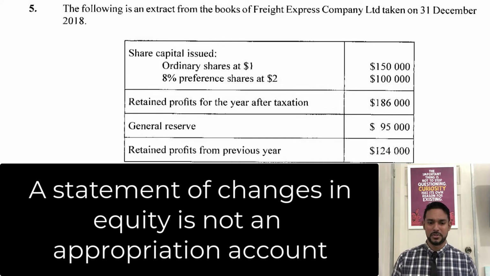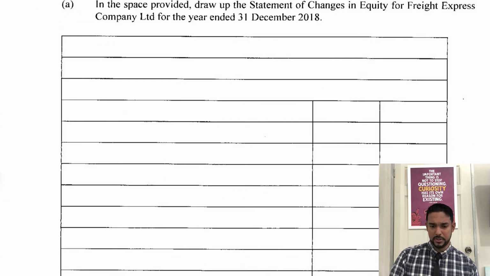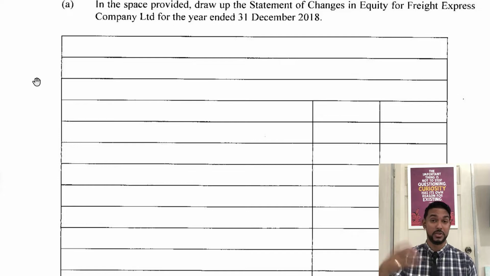But what's the format? How does it look? Interestingly enough, if we scroll down a bit, they give you this format, which sort of looks like the format for an appropriation account. You have your lines on top of a heading. Now, always head up your statements. Otherwise, you will lose that mark. You will not get the mark you can get.